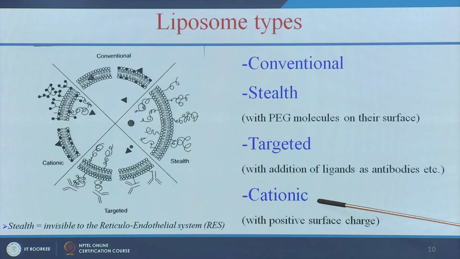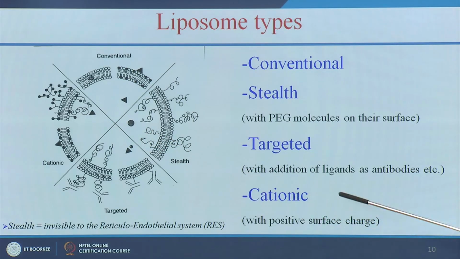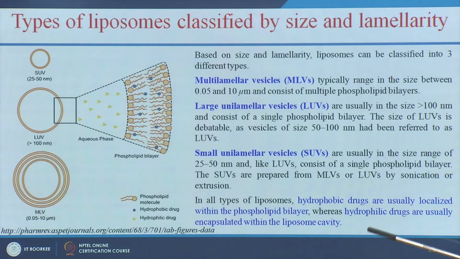And the fourth one is cationic liposomes. Here the liposome has a positive surface charge. As you know, DNA as well as cells are negatively charged, so these cationic liposomes can easily bind, and they can be useful for various drug delivery applications.